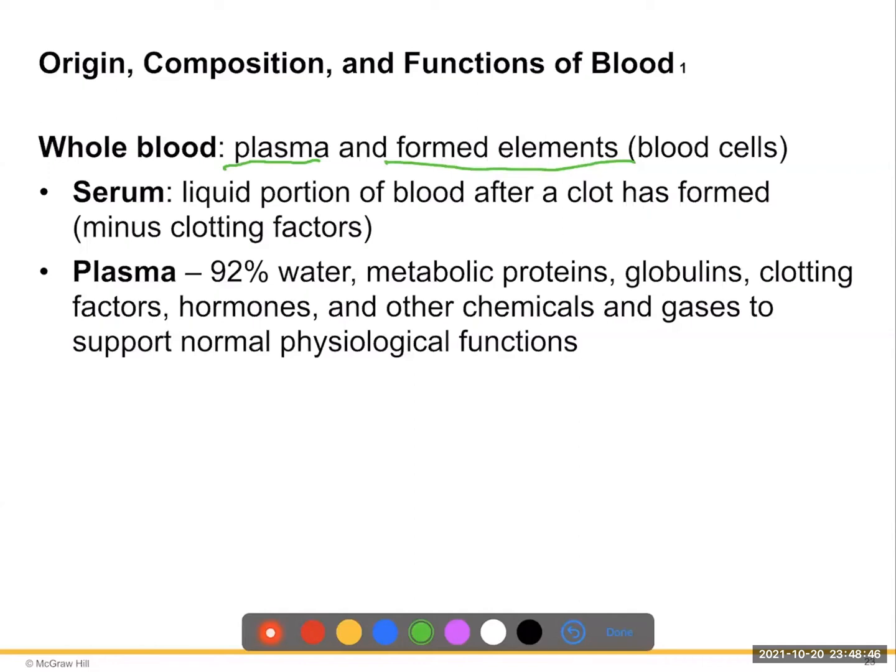So of the whole blood, serum is the liquid portion of blood after a clot has formed. So serum is the blood minus the clotting factors. Plasma is 92% water. That's your liquid portion of the blood. It contains metabolic proteins, globulins, clotting factors, hormones, other chemicals, and gases that function like oxygen, CO2, and so forth.